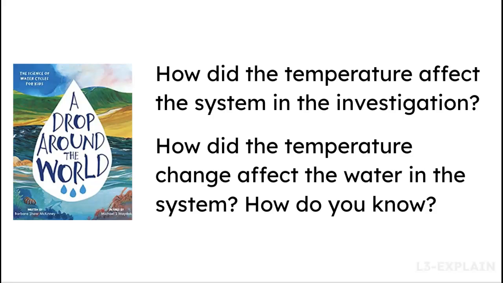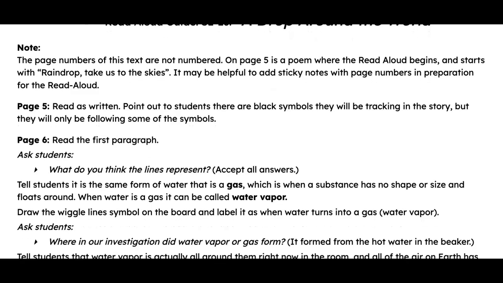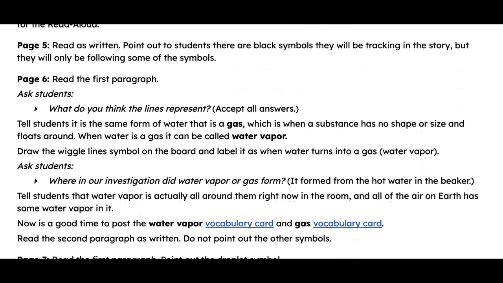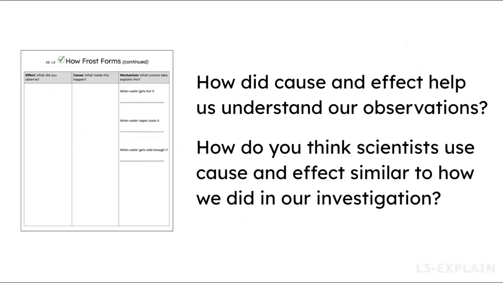You'll then read A Drop Around the World as a class. Use the Read Aloud guide to help students synthesize ideas about water phase changes and frost. You'll then go back to the How Frost Forms student journal page and discuss the cause and effect relationships in the investigations. Students can revise their journal observations.